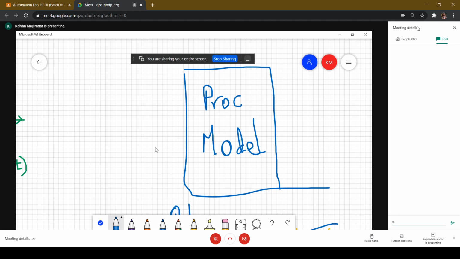This process model is a program, a mathematical representation of a process, supposed to replicate a process, supposed to behave like a process. What inputs will the process model have?